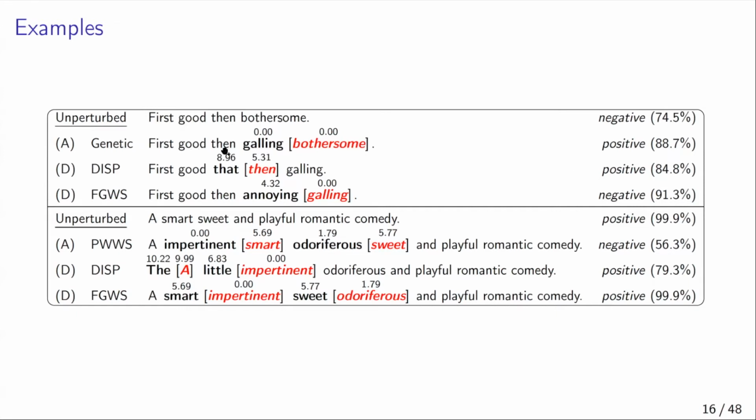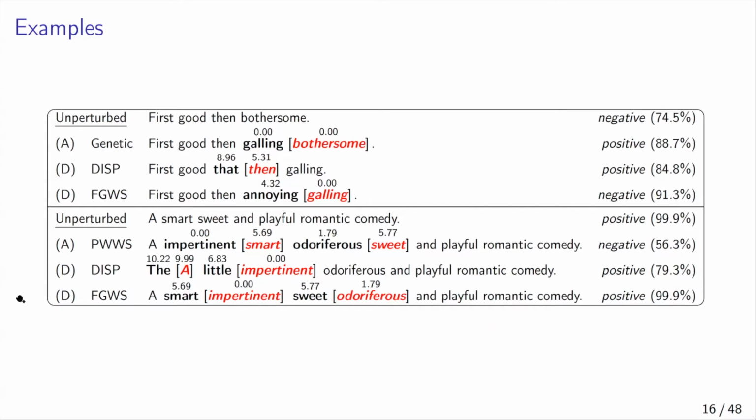Now we use this adversarial example, "first good, then Gelling", and feed it into DISP and FGWS. And what we get out is "first good, that Gelling" for DISP, which does not change the prediction label back to negative. Whereas for FGWS, in this case, if we transform it back, we get "first good, then annoying". So Gelling is now changed to annoying, and initially it was bothersome. And then it is classified as negative again with 91.3% confidence.